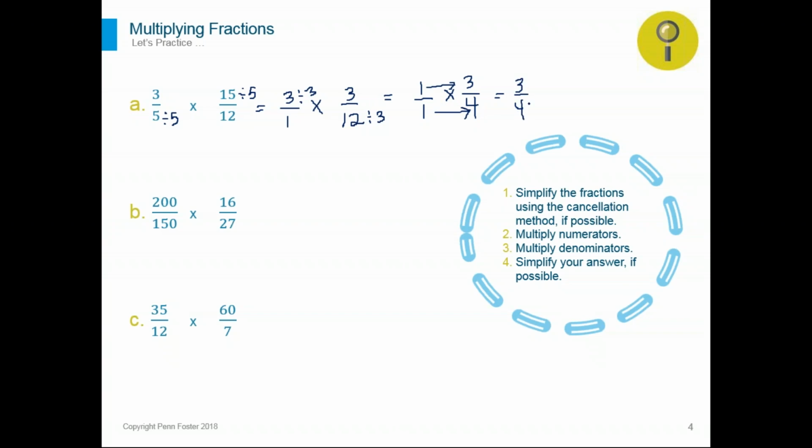Now look at the answer, 3 and 4, nothing common. We cannot simplify further for the answer, so your product, or your answer for this multiplication problem, is 3/4.